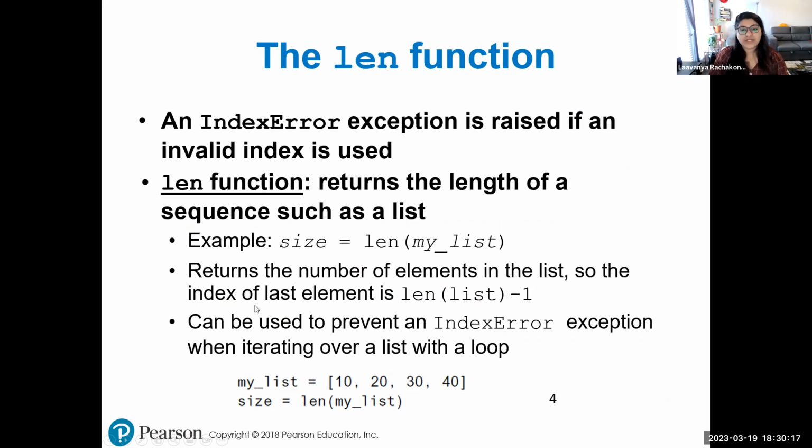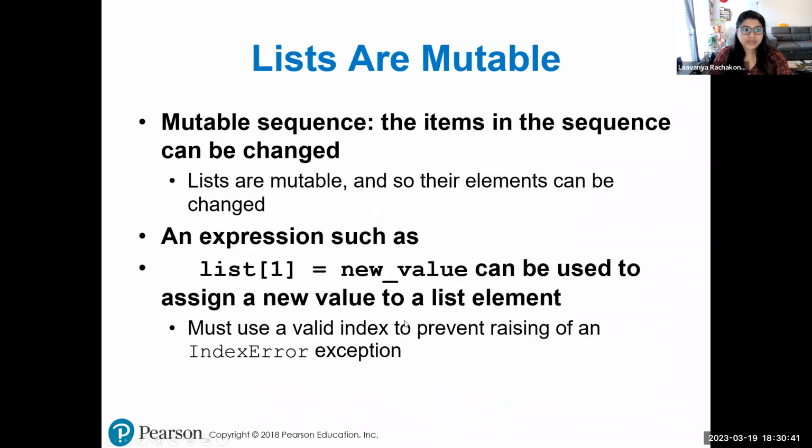So the index of the last element will be the total number of elements in the list minus 1. Thereby, you are eliminating any possible cases of having an index error exception as you are calculating the length, or counting the total number of elements in the list, correctly. So you have length of list minus 1 here. Next, we'll see the concept of mutable.